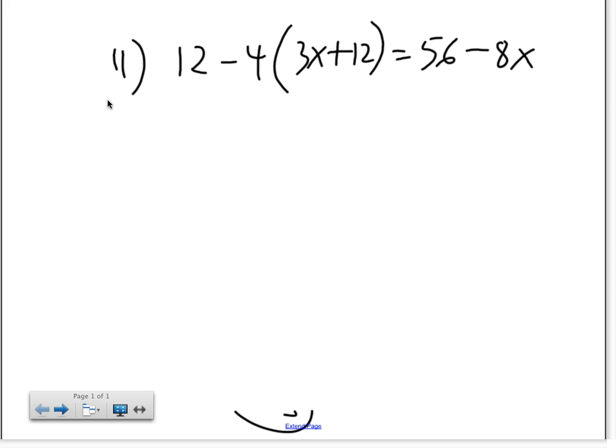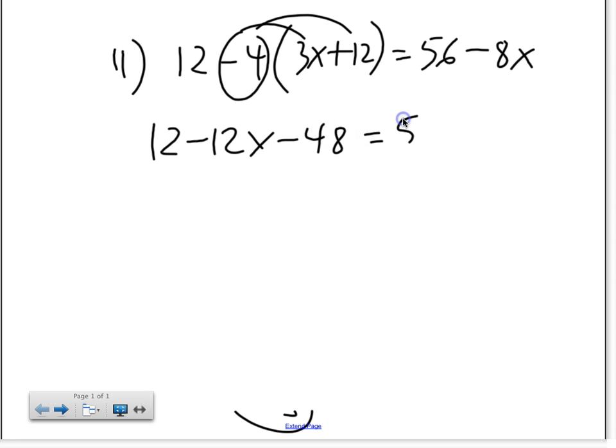Let's do that. What I'm distributing is actually this negative 4 into each term inside. What is that going to get you? What is negative 4 times 3x? Negative 12x. Okay, fair enough. What is negative 4 times 12? Negative 48. Okay, and of course on the right-hand side, that's what I have.